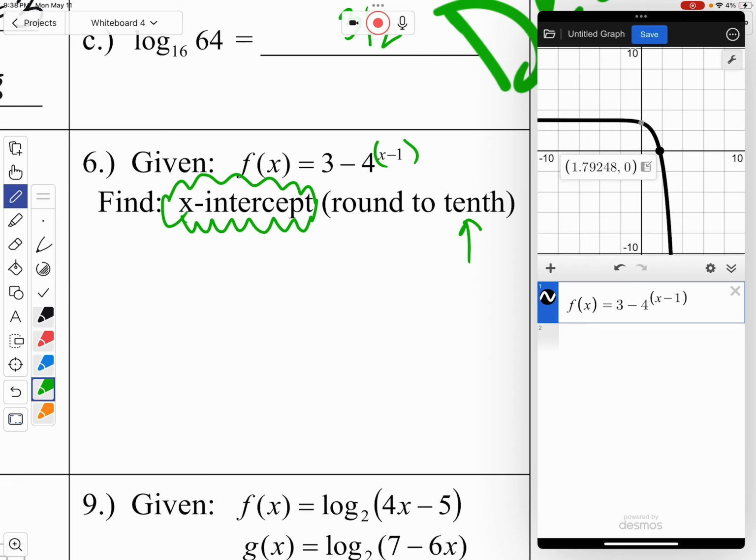Okay, you guys low-key still struggle with rounding.